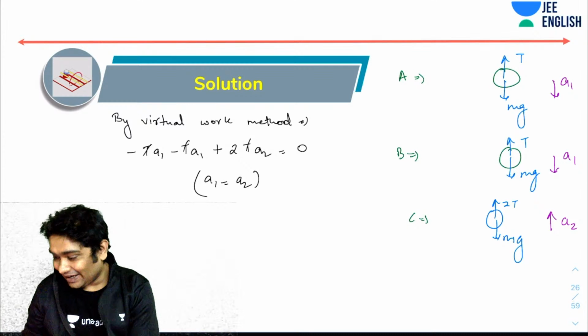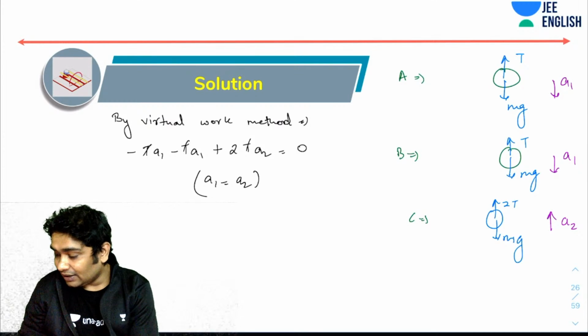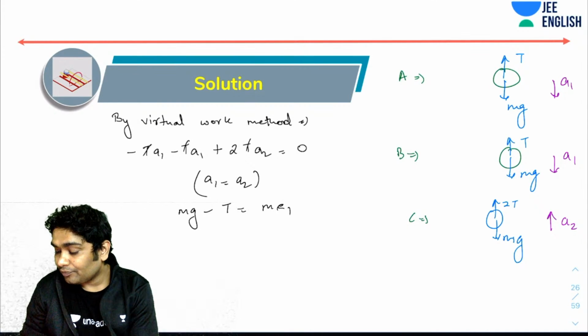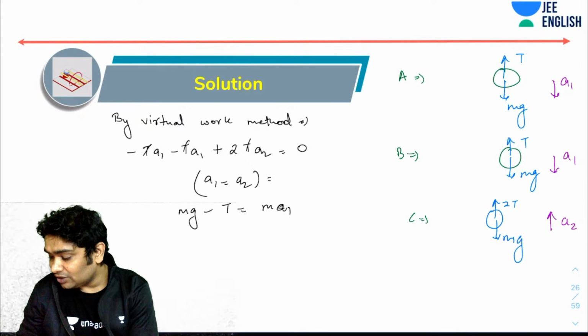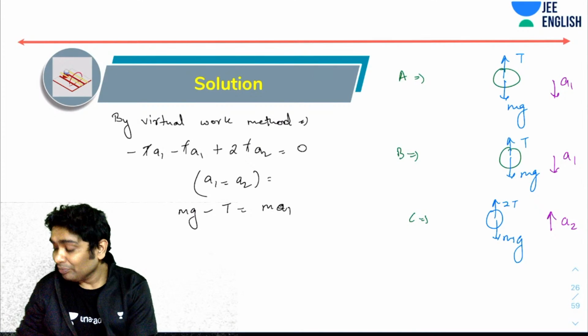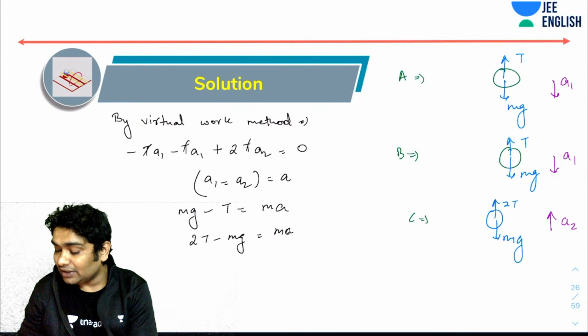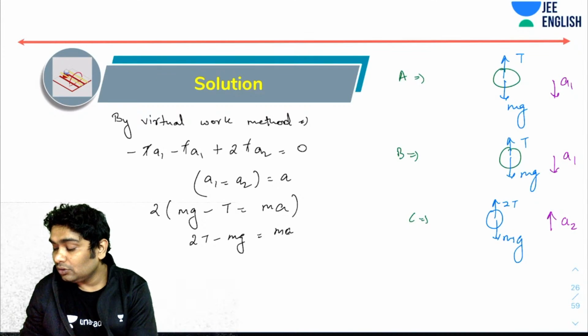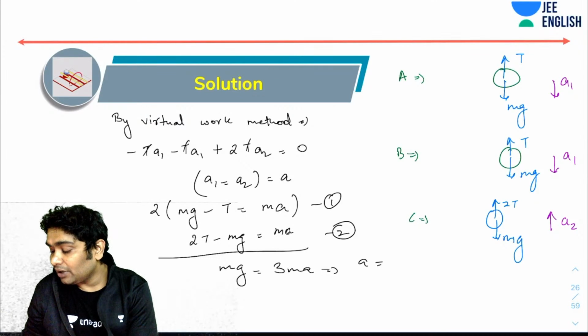Now, once I know this, I can write the equations, and I can write that mg minus t equals ma1. So let's call that a1 equals a2 equals a. I can also write 2t minus mg equals ma again. Okay, so all I need to do is multiply this by 2, then add it to the third one. So if I multiply equation 1 by 2 and add it to equation number 2, then what am I getting? I'm getting mg equals 3ma. A I'm getting as g over 3.